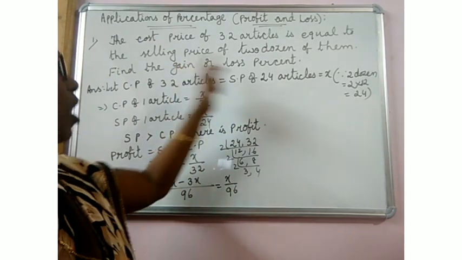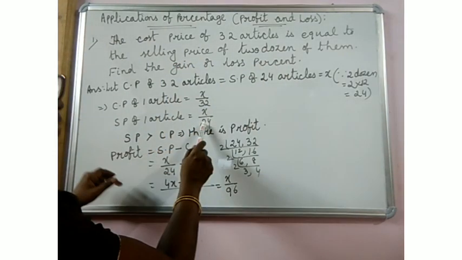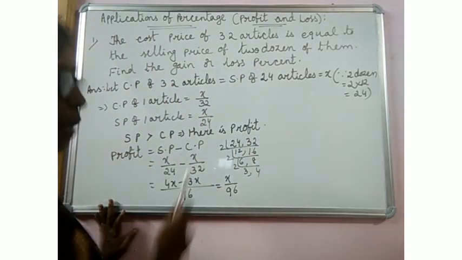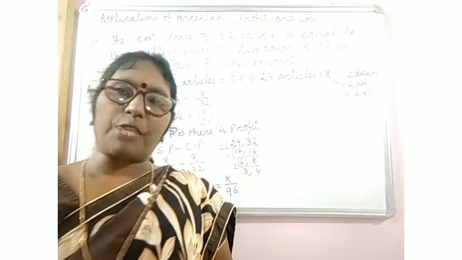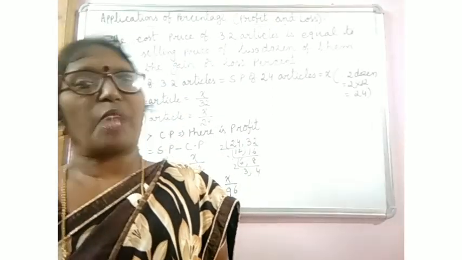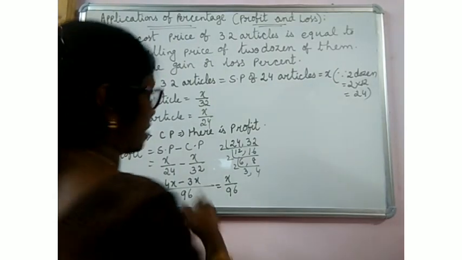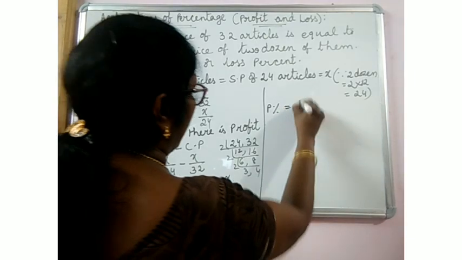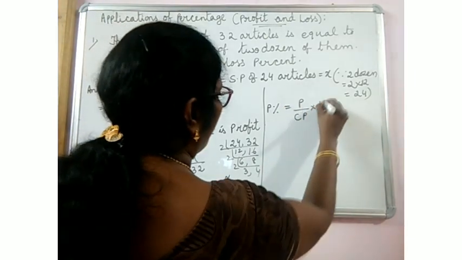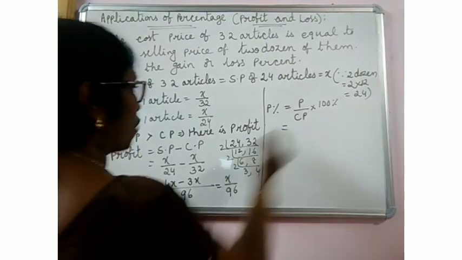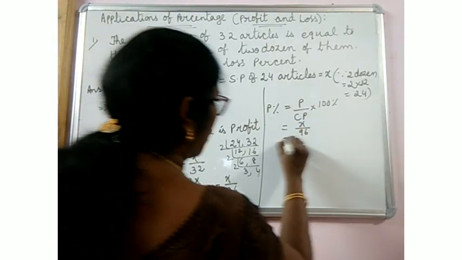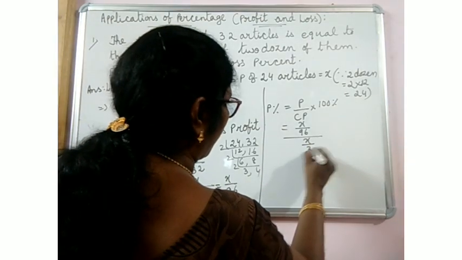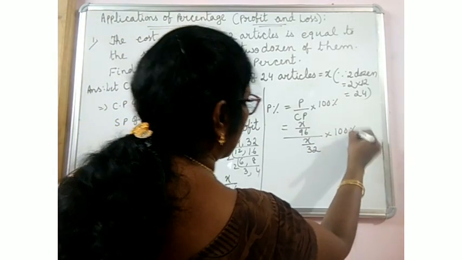That means gain or loss percent is given. Because SP is greater, we are getting profit, that we got. But how much profit percent we have to find out. You know that the formula for finding profit percent is profit by cost price into 100%. Let us use that formula and substitute. Profit percent is profit by cost price into 100%. Here profit is X by 96 whole by cost price is X by 32 into 100%. Yes or no?